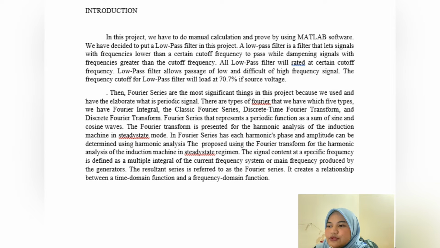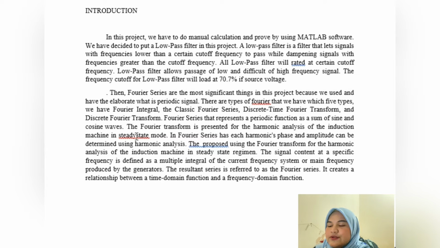The purpose of using the Fourier transform for the harmonic analysis of the induction machine is in the steady state regime. The signal content at a specific frequency is defined as a multiple integral of the current frequency of the system or mean frequency produced by the generator. The resulting series is referred to as a Fourier series. It creates a relationship between a time domain function and a frequency domain function.